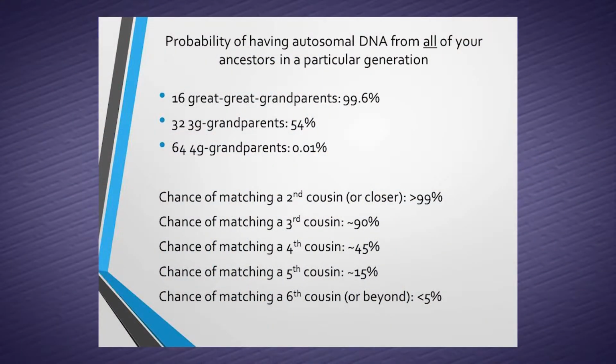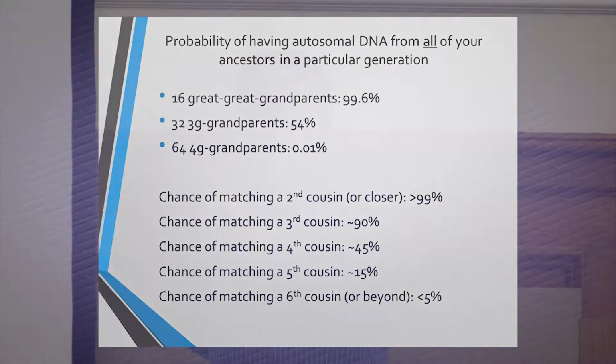So what's the chance now of your cousins? Because now we're interested in finding out maybe who our cousins are. How do we match our cousins? The odds of you matching a second cousin, and certainly anyone closer than a second cousin, is greater than 99%. We actually don't know of any documented cases where second cousins that were definitely second cousins, because maybe their parents tested and their grandparents tested, and we know they're second cousins, didn't share some DNA. Second cousins will almost certainly share DNA.